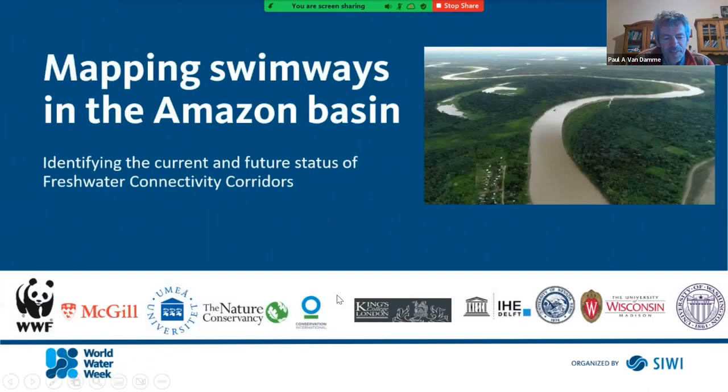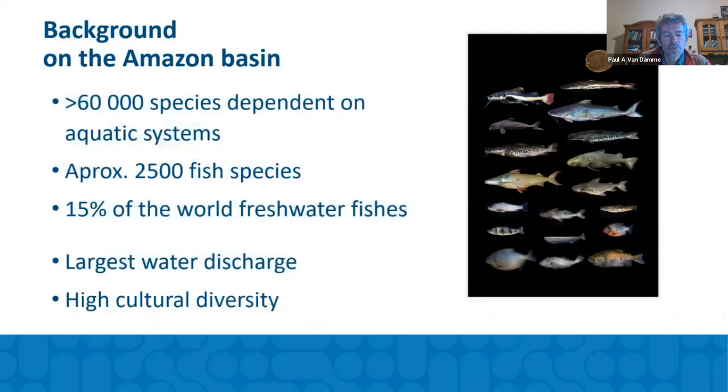Good day. As Michelle told you, I will give a talk on the mapping of swimways in the Amazon basin. Identifying the current and future status of freshwater connectivity corridors. This exercise was the result of a wide collaboration of different institutions, as you can see. Now, the Amazon is known for its high biodiversity and its functional role in the climate and hydrological cycles. It harbors 2,500 fish species, representing 50% of global freshwater biodiversity.